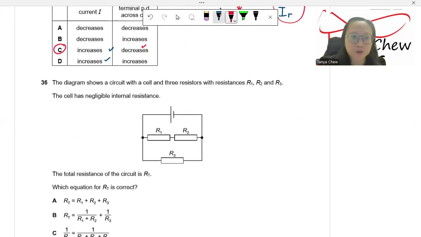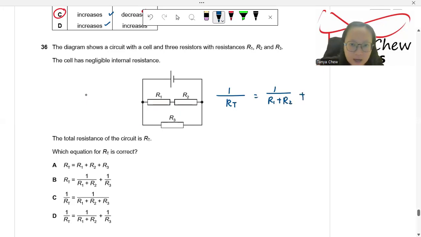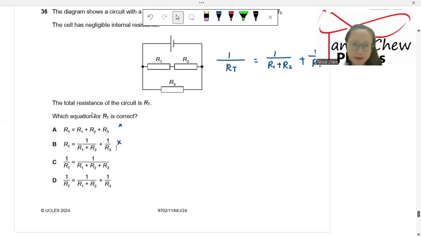36. The diagram shows a circuit with a cell and 3 resistors, with resistances R1, R2, and R3. The cell has negligible internal resistance. The total resistance of the circuit is RT. Which equation for RT is correct? For RT, 1 over RT is equal to 1 over R1 plus R2 plus 1 over R3. Now I cannot choose A, that's wrong. This is also wrong. I get back the equation that I have here. D is the correct answer.